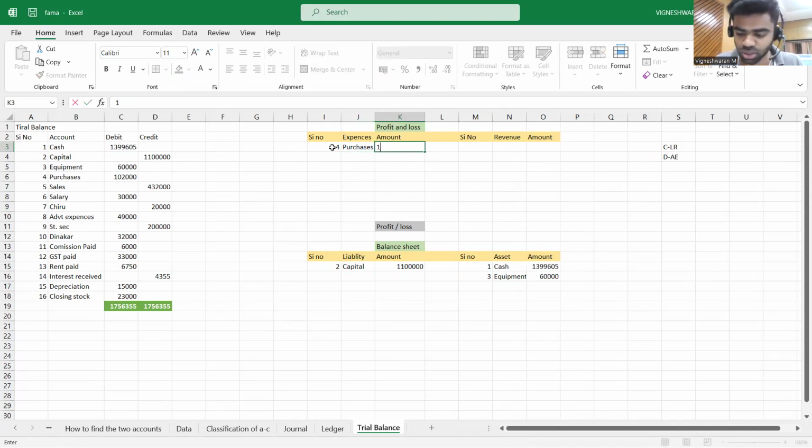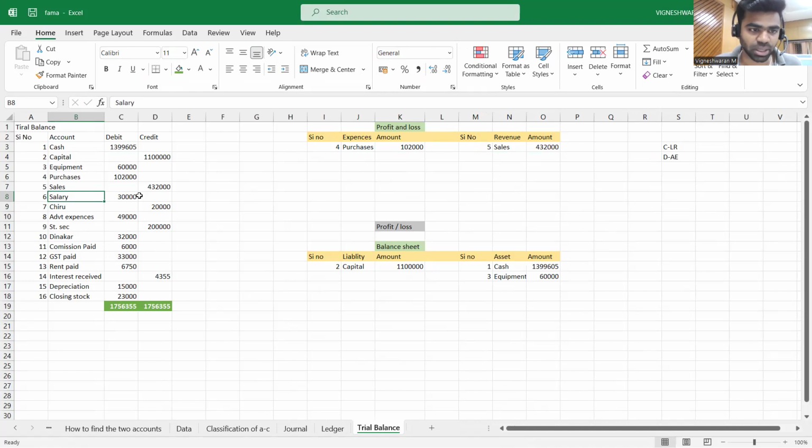The purchase amount is 1,02,123. Then the fifth one, sales. Sales will be a revenue, okay, because it is on the credit side, so it is a revenue. Sales is 432. Okay. Then the sixth one, salary. Paying salary is an expense only. Salary paid is 30,000.